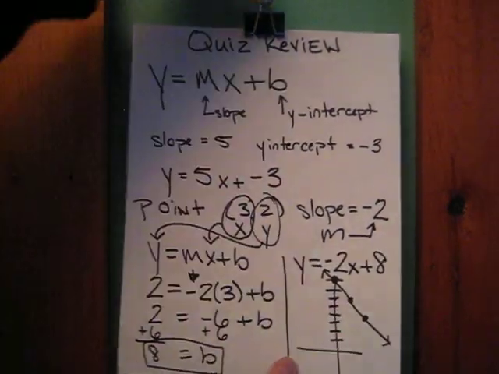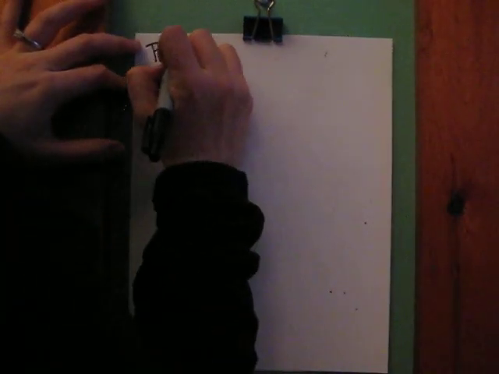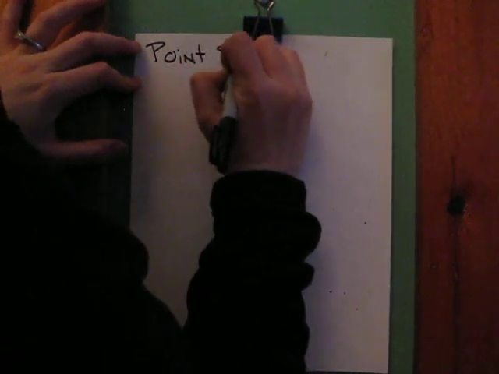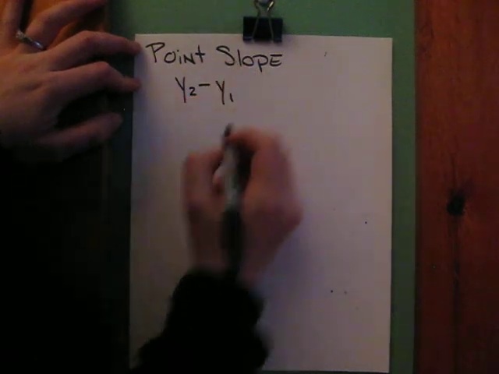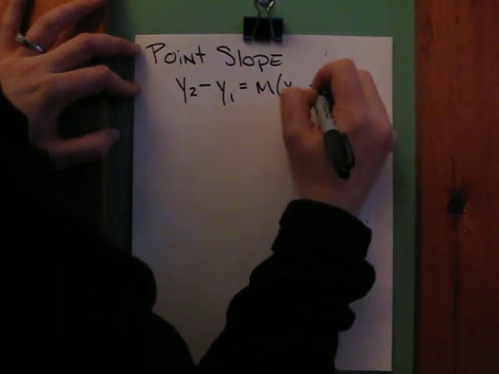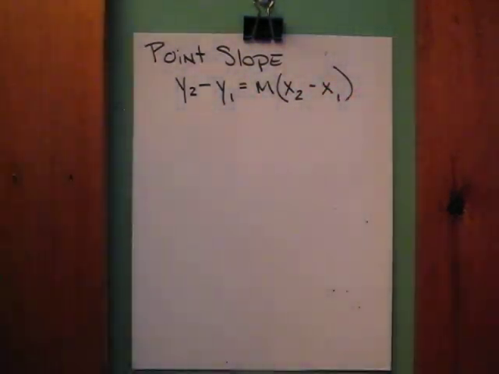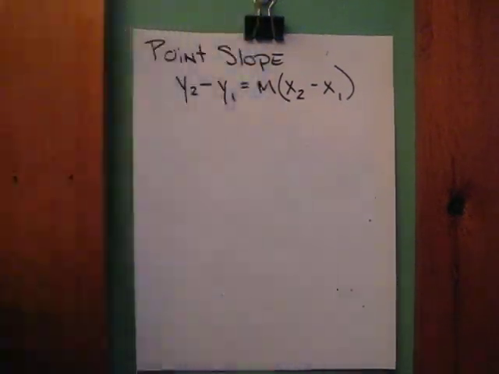The second part of the quiz is using the point slope formula, which is a little bit different. Point slope formula is y2 minus y1 equals m, which is always slope, x2 minus x1. So if you are given one point and the slope, and I'll use the same point from the previous problem, we'll go with the point 3, 2 and a slope of -2.